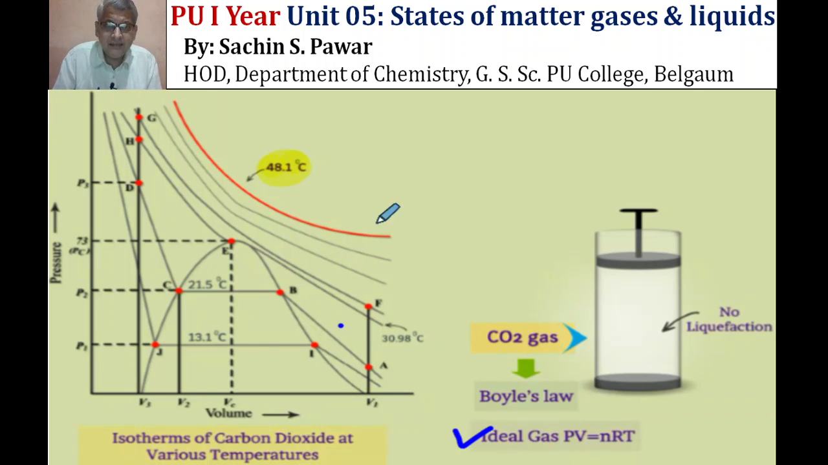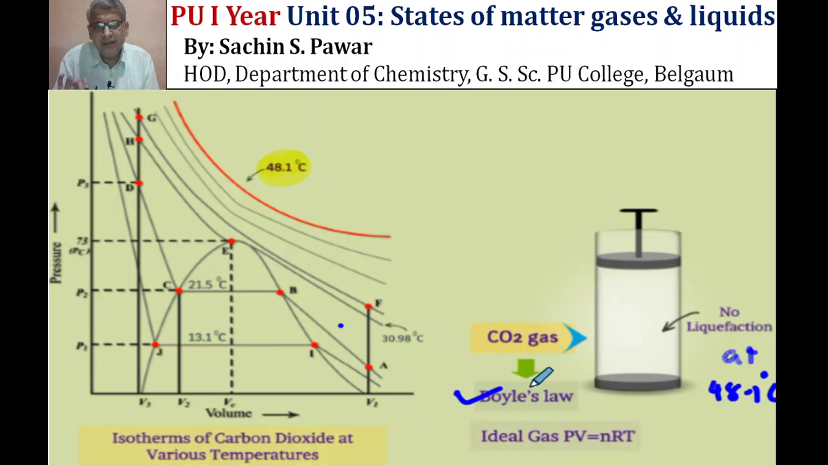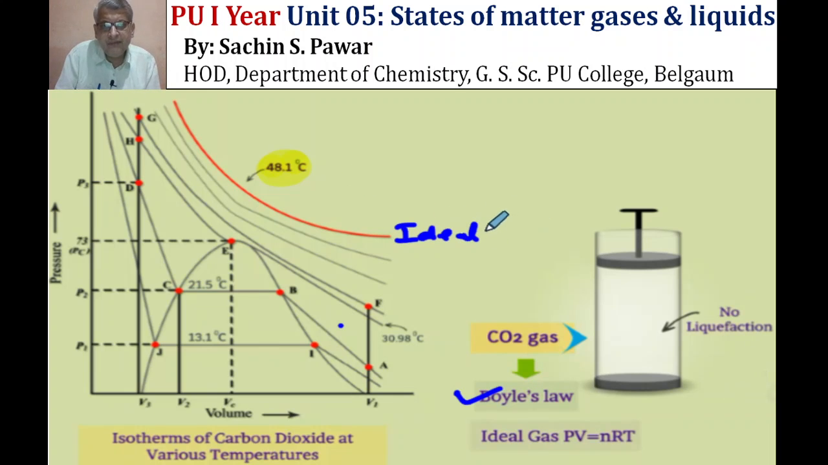But at this temperature, he saw that none of the gas particles were liquefied. That is, there was no liquefaction in the container at 48.1 degrees Celsius. No liquefaction, but the gas was behaving ideally. It's an ideal gas.